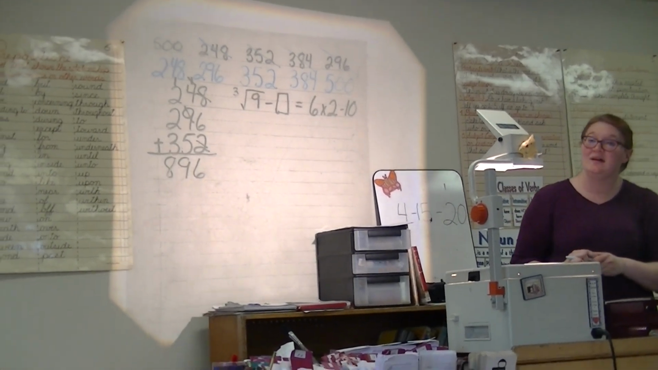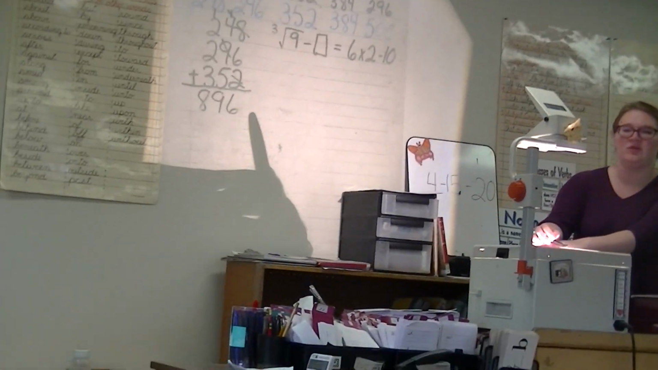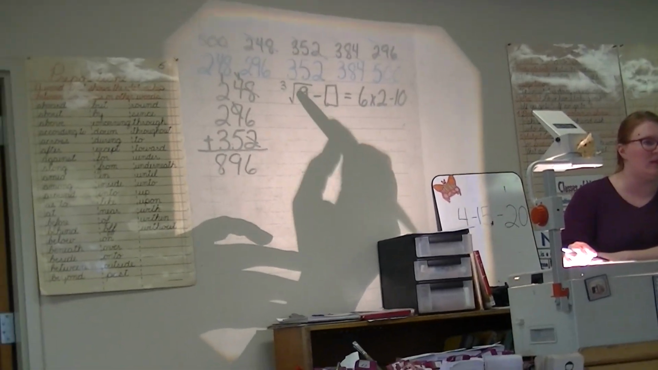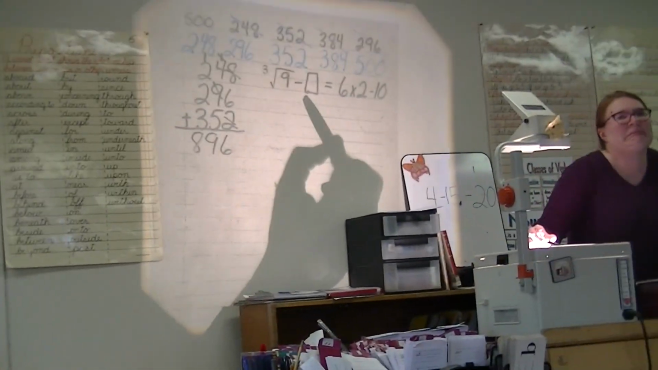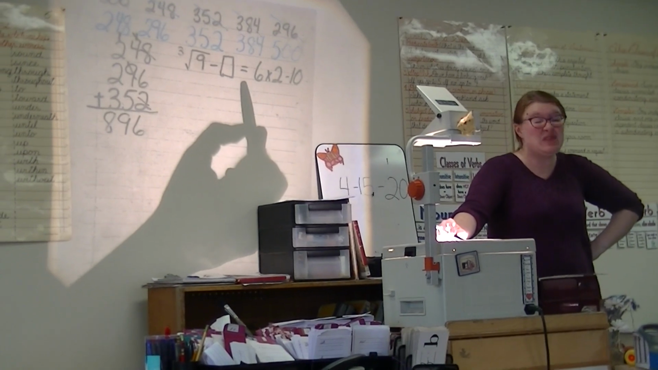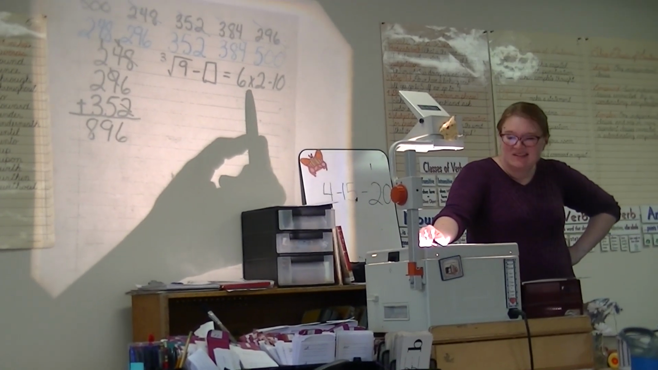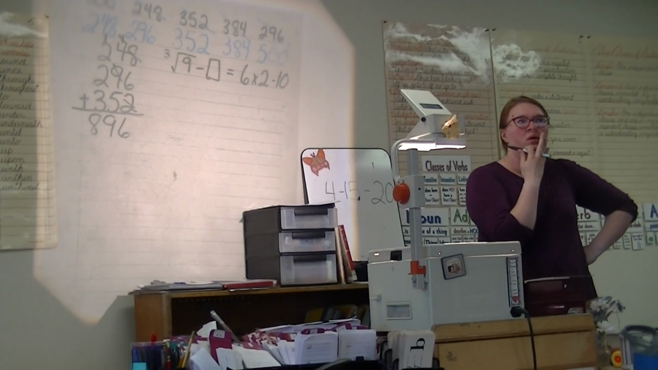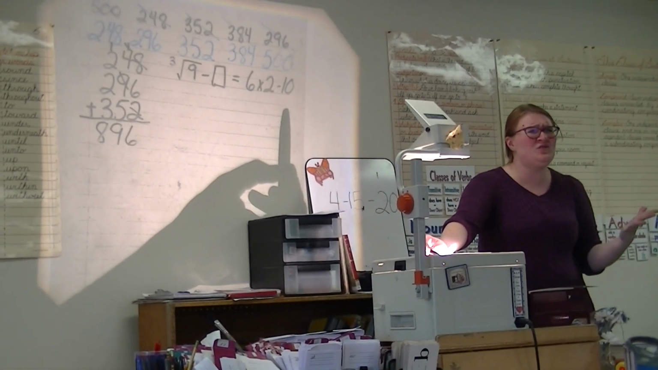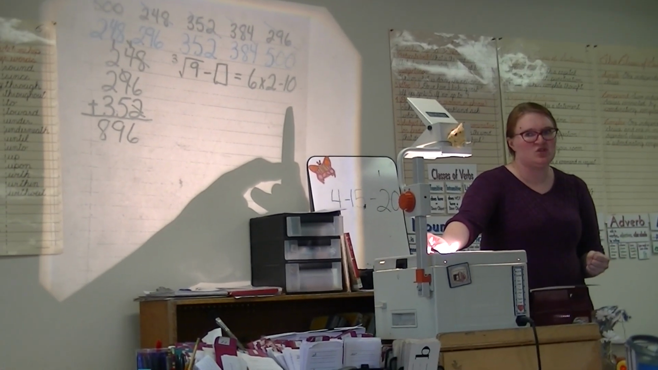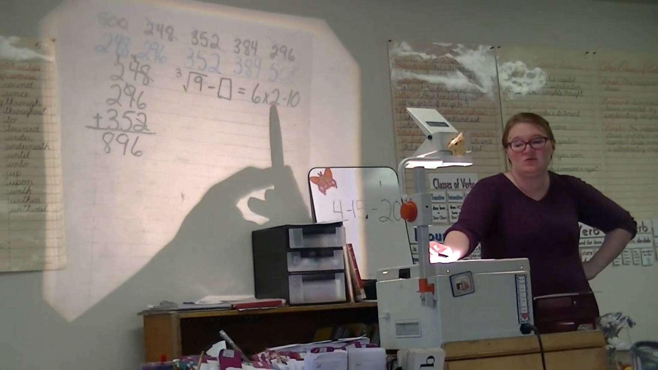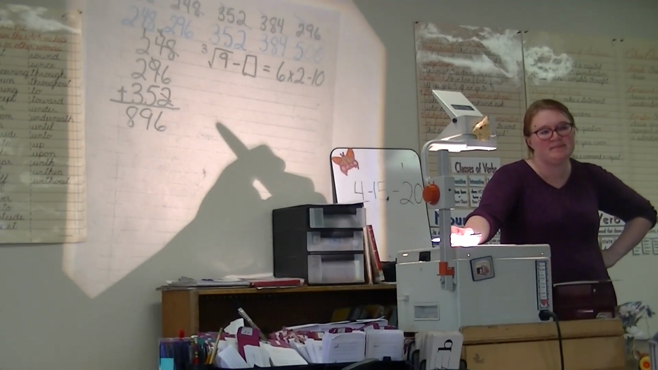I don't know where to write. You don't know where to write 896? Oh, good. Thank you, Miss Billy. Okay, now we know that this part says 3. 3 minus something equals the same thing as 6 times 2 minus 10. Now, this has more than one symbol. So what do we do first? Always. It never changes. Always do this first. Remember it? Do we multiply or do we subtract?